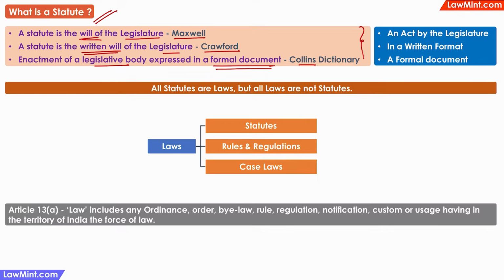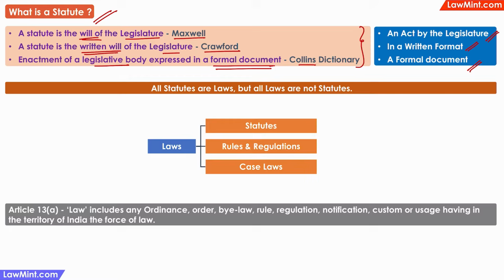You can see that there is an overlap in these definitions, and the main points that we can extract from these are that a statute is an act by the legislature, either by the state or the central legislature. It should be in a written format so that there is no ambiguity and everything is expressed in black and white. It should be a formal document. That is, it should have gone through the formal process of creating a statute. The makers of the statute should have the powers and it has been approved, etc.